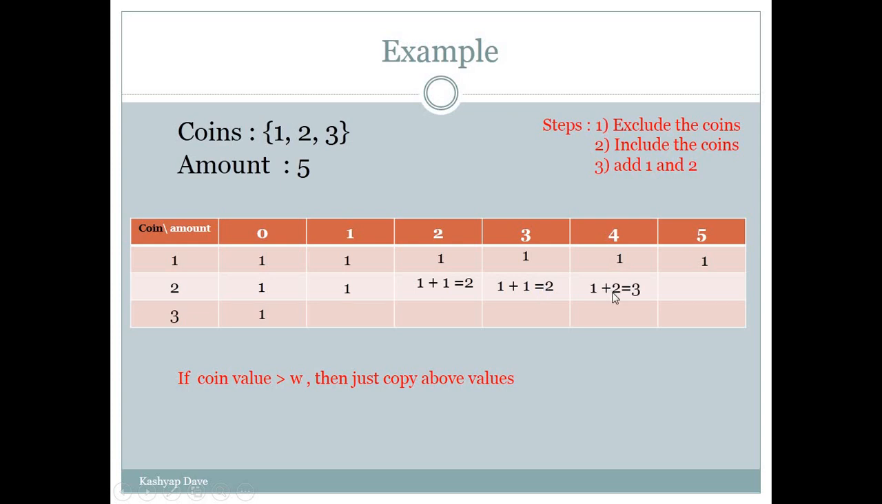Okay, for finding the next value, if we do not use this 2 rupee coin, then our value is 1. So put 1 here, plus, if we use this coin, then 4 minus 2, meaning amount minus coin. So 4 minus 2, we have to go to position number 2 in this row. In this row, our value is 2. So 1 plus 2 is equal to 3. So there are 3 ways to make amount 4 using 1 and 2 rupee coins.